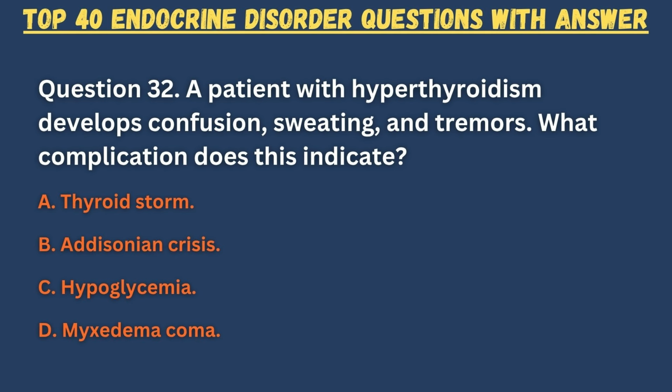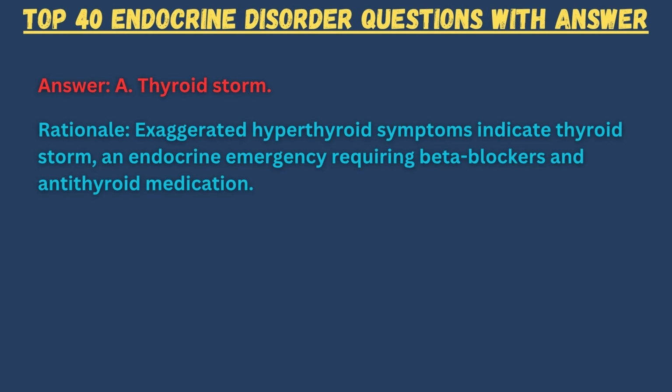Question 32. A patient with hyperthyroidism develops confusion, sweating, and tremors. What complication does this indicate? A. Thyroid storm. B. Addisonian crisis. C. Hypoglycemia. D. Myxedema coma. Answer. A. Thyroid storm. Rationale. Exaggerated hyperthyroid symptoms indicate thyroid storm, an endocrine emergency requiring beta blockers and antithyroid medication.